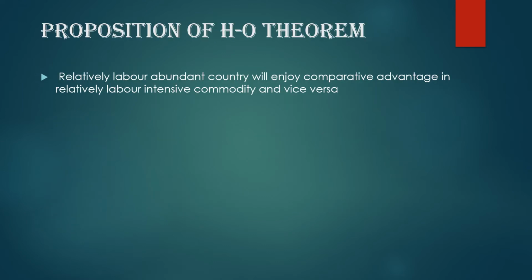Now, what is the proposition of the Heckscher-Ohlin theorem? It says that a relatively labor abundant country will enjoy comparative advantage in the relatively labor intensive commodity, and vice versa. That means a relatively labor abundant country will always export the relatively labor intensive commodity, and a capital abundant country will always export the relatively capital intensive good.